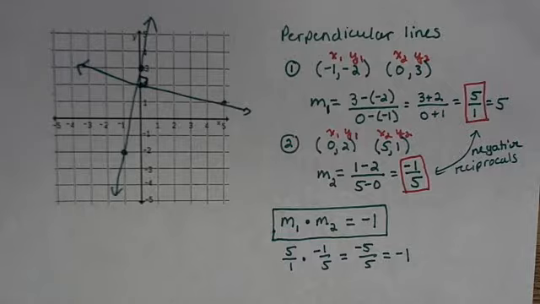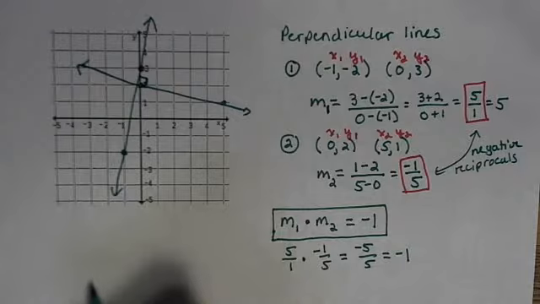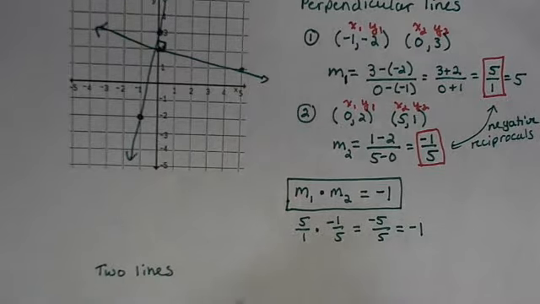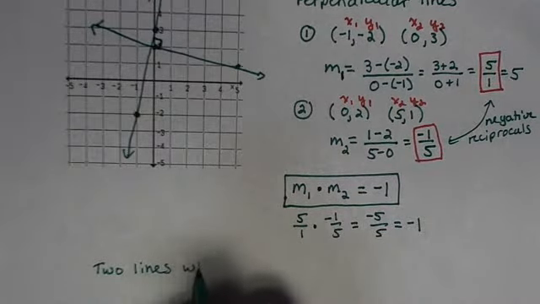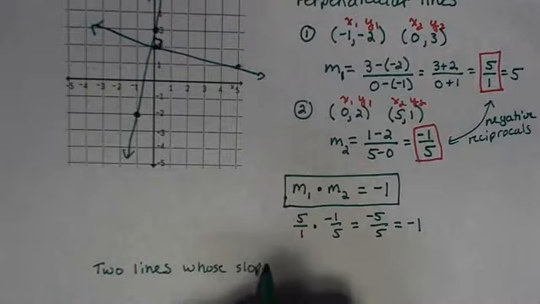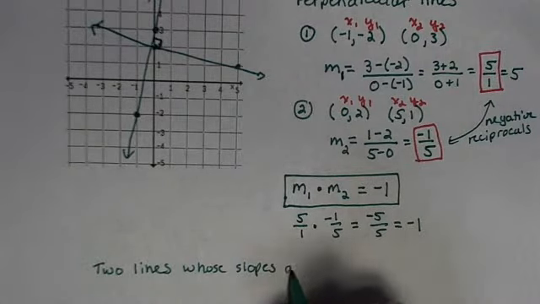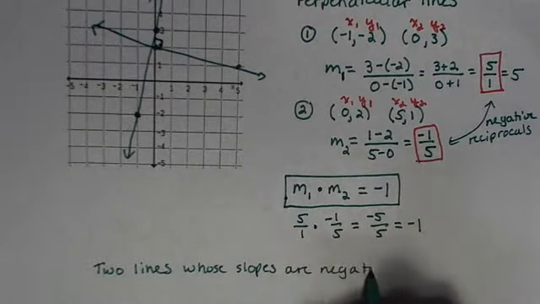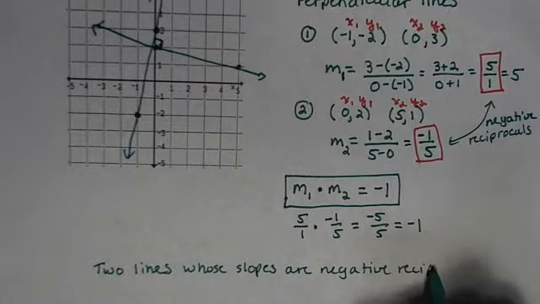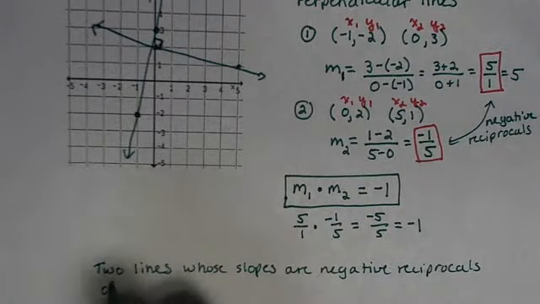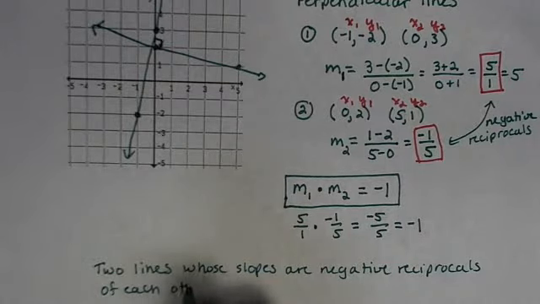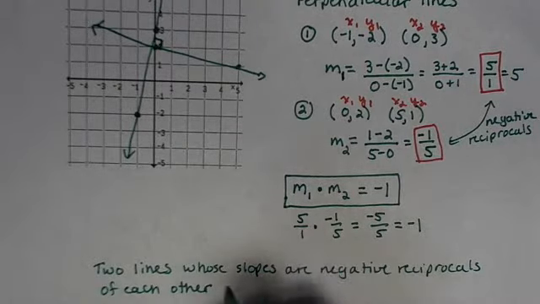So what we can say about perpendicular lines is, again, their slopes are negative reciprocals of each other. So if we want to write that in a statement, we can say two lines whose slopes are negative reciprocals of each other are perpendicular.